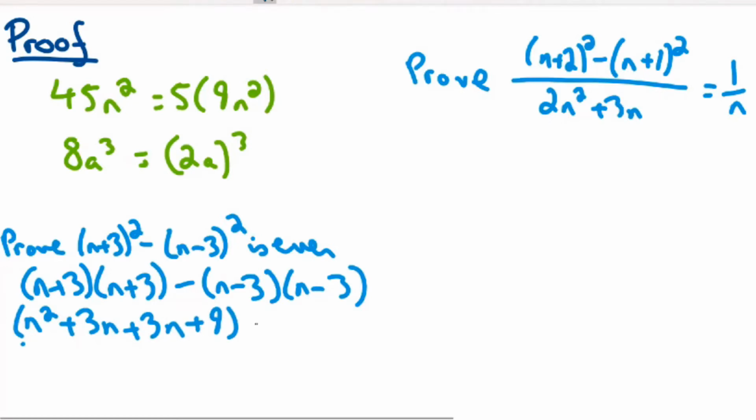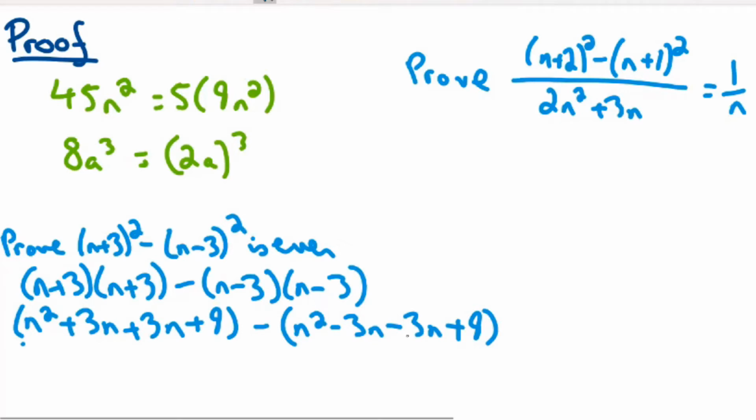This is then being minused from the expansion of these other brackets. So n times n is n squared. n times minus 3 is minus 3n. Minus 3 times n is minus 3n. And minus 3 times minus 3 is once again positive 9, because a minus times a minus is a plus. If we're then taking these away from each other, n squared minus n squared is going to cancel. 3n add 3n is going to be 6n.